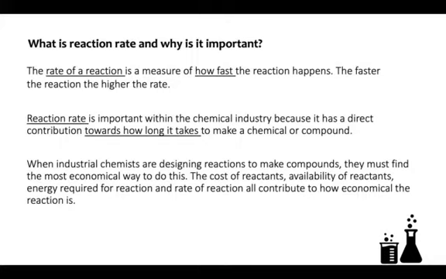Okay, so industrial chemists, when they are looking to make a reaction, to make a specific compound, they've got to find the most economical way to do this. And the things that they will look at are the cost of reactants, the availability of the reactants that they want to use, and the energy that's going to be needed for the reaction to take place.